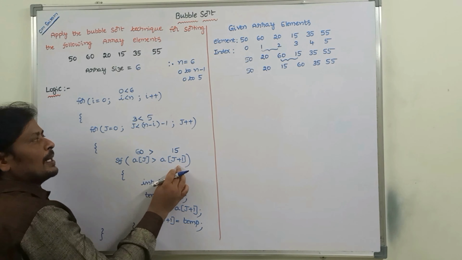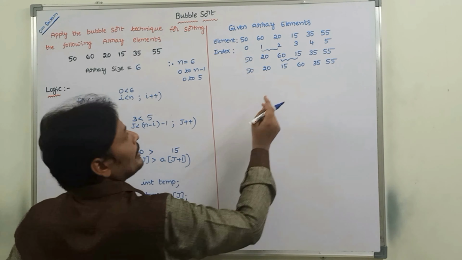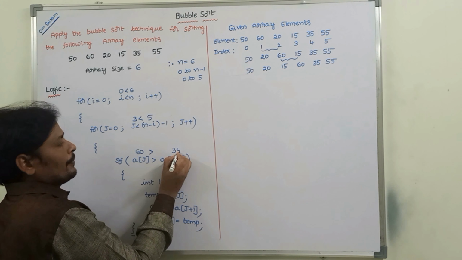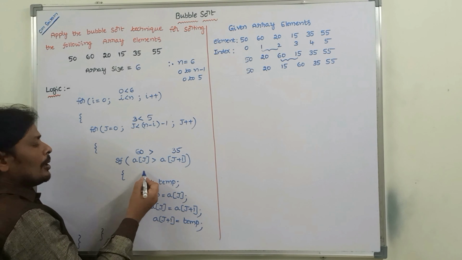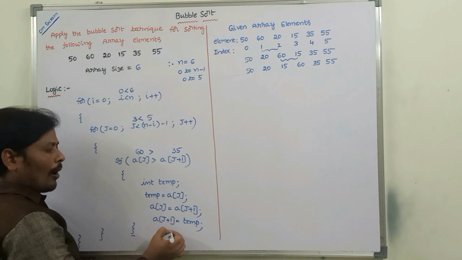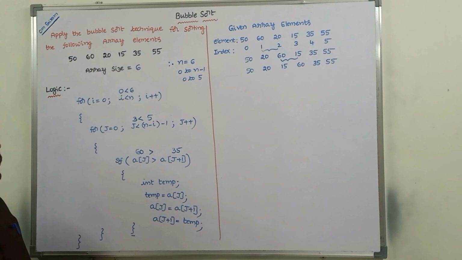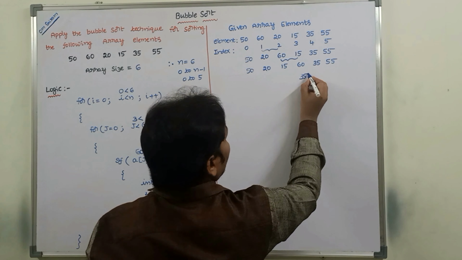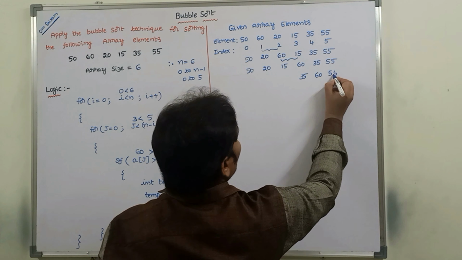So now this is 60. A of j plus 1, j value 3, 3 plus 1, 4. A of 4 contains 35. 60 greater than 35. Condition true. The control goes to the body of the if block. In that block, these two values are swapped. So after swapping, in the place of 60, we are getting 35. In the place of 35, we are getting 60. Remaining values are same.